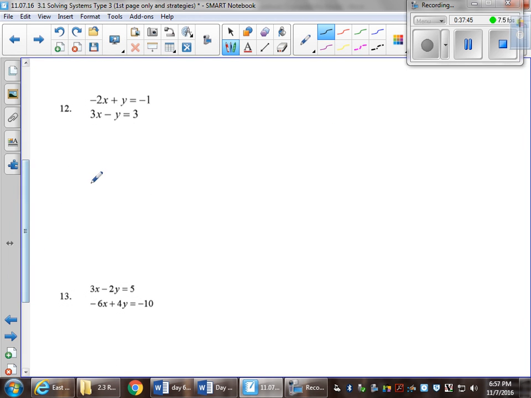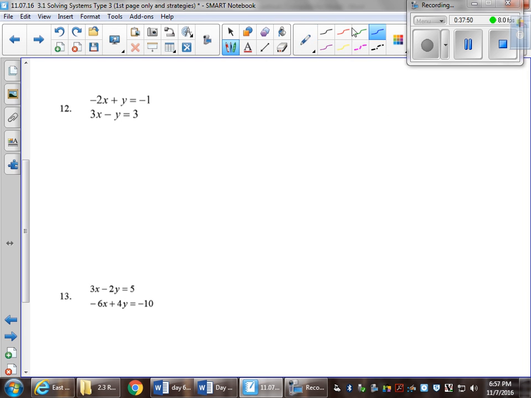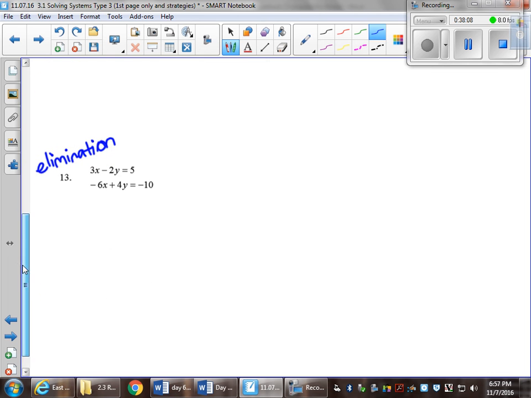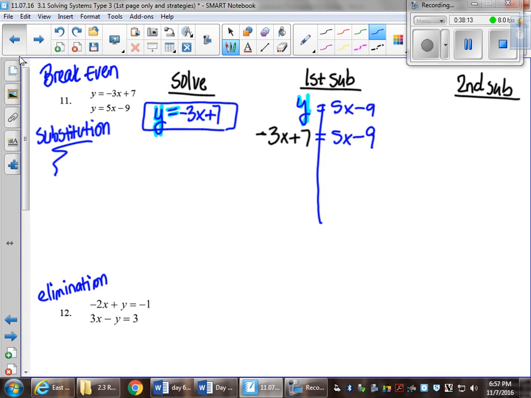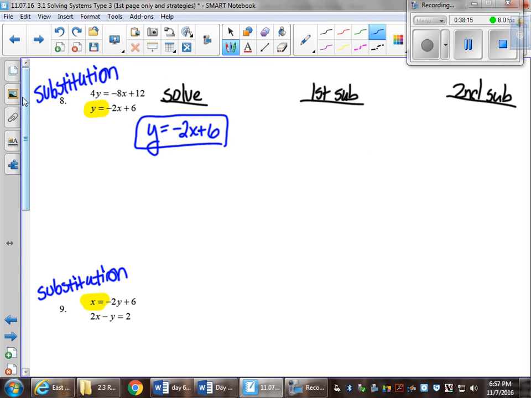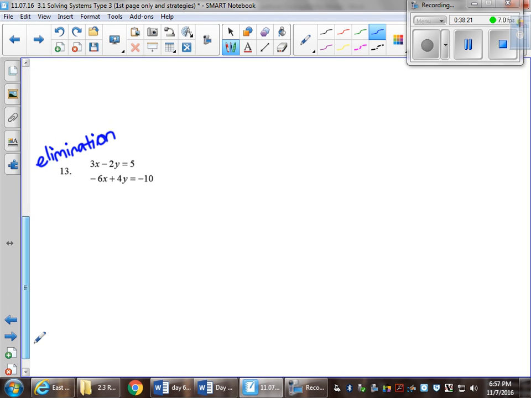Number 12 is a standard form setup for both equations. So I know that this will be elimination. I also have standard form. So this will also be elimination. So 12 and 13 are both elimination, and that rounds out your assignment. So your job is to complete numbers 8 through 13.